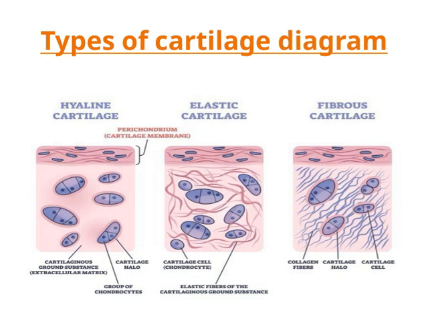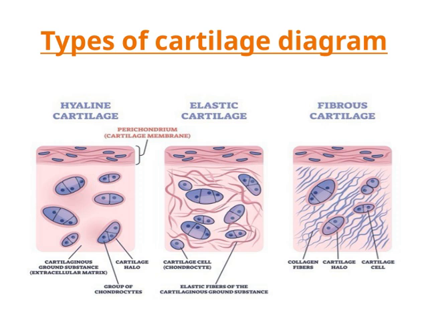As you can see, this diagram illustrates the three main types of cartilage found in the human body. First, we have hyaline cartilage, which is the most abundant and provides smooth surfaces for joint movement. It's also found in the nose and trachea. Next is elastic cartilage, which contains more elastic fibers, making it more flexible. You'll find this in the ear and epiglottis.